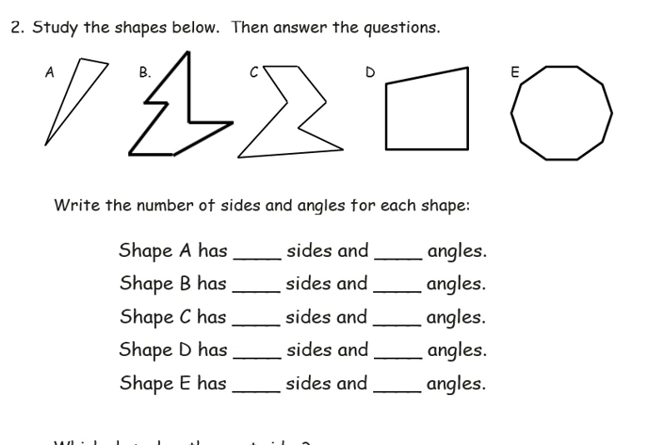It says study the shapes below, then answer the questions. First, we're going to write the number of sides and angles for each shape. So shape A has 3 sides and 3 angles. Shape B has 7 sides and 7 angles. Shape C also has 7 sides and 7 angles. Shape D has 4 sides and 4 angles. And shape E has 10 sides and 10 angles.